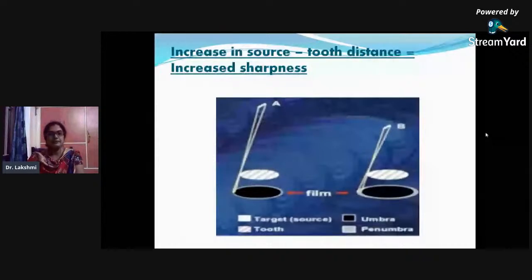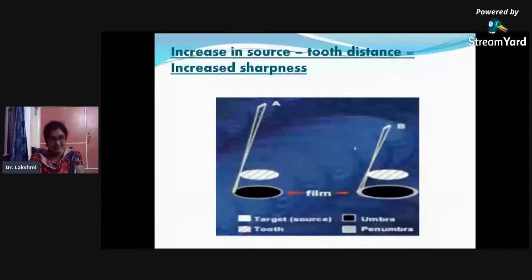Here this is a film, the black one, this is the tooth, but we are placing the target very far from the umbra. So no penumbra is formed, only the umbra is there, and a very good sharp image will be formed. Whereas on the right, here we have brought down the distance between the source and the tooth. Now what happens? The penumbra is formed, so there is a decreased sharpness in the second image.